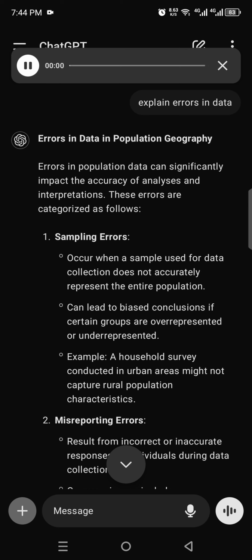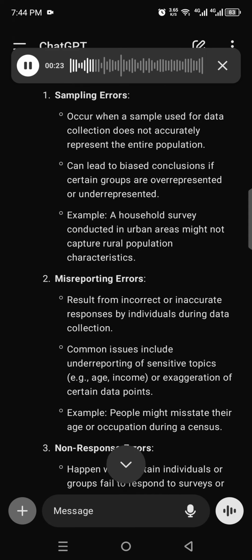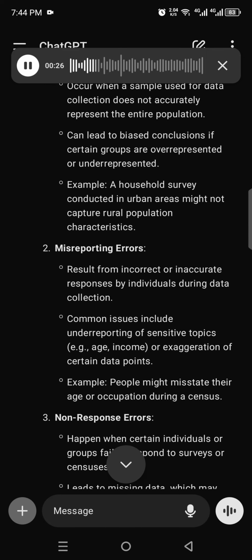Errors in data in population geography. Errors in population data can significantly impact the accuracy of analyses and interpretations. These errors are categorized as follows. 1. Sampling errors. Occur when a sample used for data collection does not accurately represent the entire population. Can lead to biased conclusions if certain groups are overrepresented or underrepresented. Example, a household survey conducted in urban areas might not capture rural population characteristics.